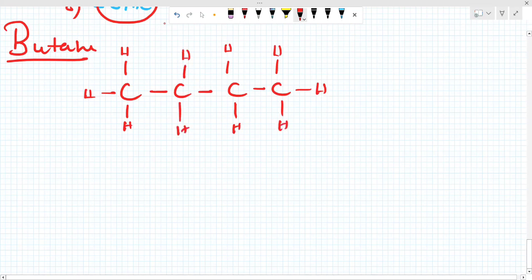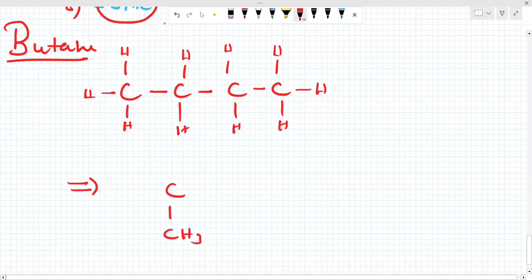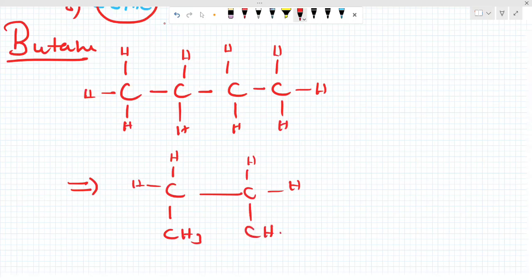See, now I'm going to draw this butane as a Newman projection. Very simple. Now I'm going to draw this line for butane. Here CH3. This is also butane, right? Here hydrogen, here hydrogen, here also hydrogen, here hydrogen, CH3. This is also butane. Now see, this is the first carbon, this is the second carbon. Now I'm going to convert to Newman.